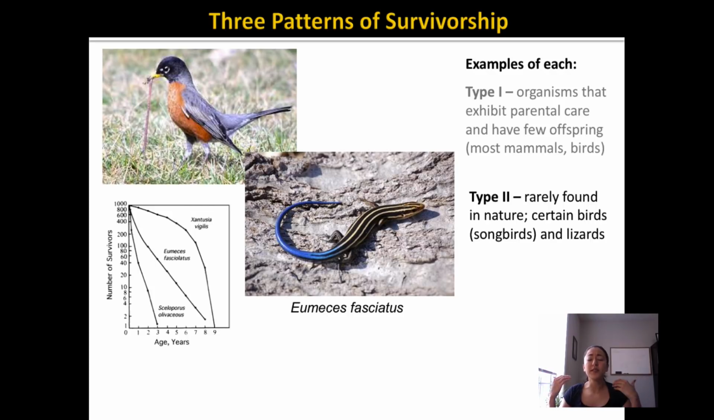And again, this is rarely found in nature. So this occurs in certain songbirds. It may also occur in certain species of lizards. So here you can see this skink here, and the survivorship curve for this skink is shown by this middle line, and you can see that that's more of a linear line showing a type 2 survivorship.